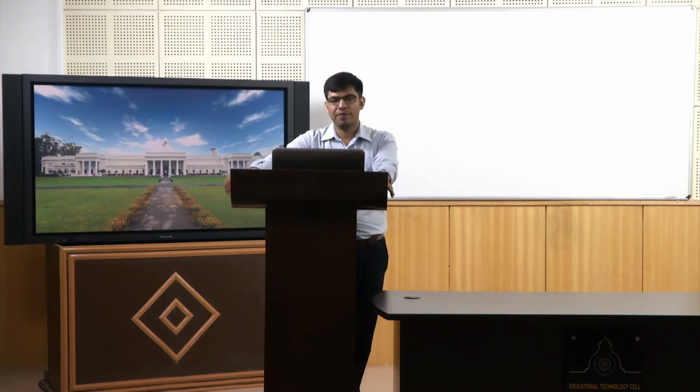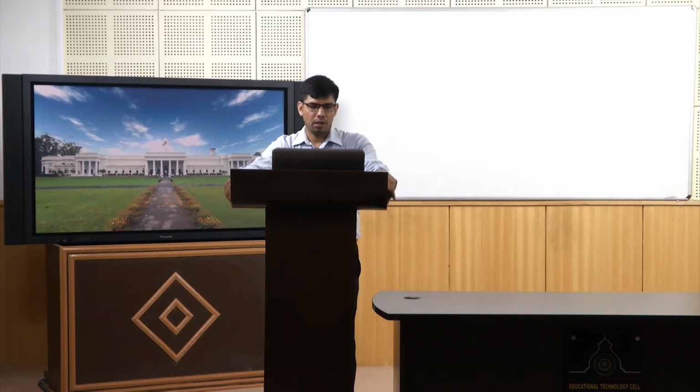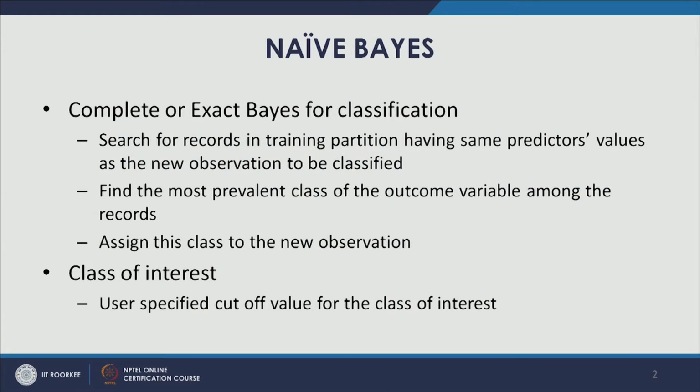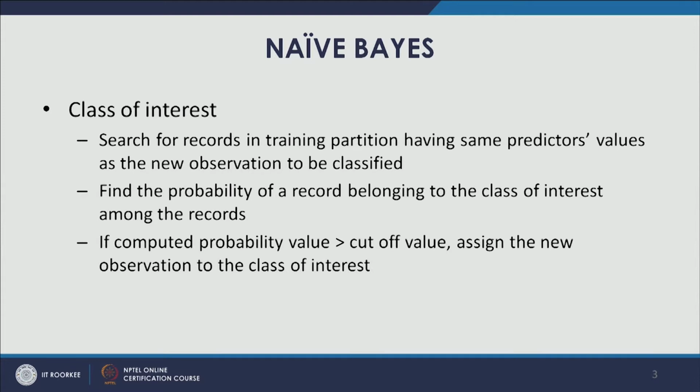And if the class of interest also happens to be a rare class, then establishing the cutoff value would require more expertise. So, we need to establish this value first. Then the next step is to search for records in the training partition having the same predictor values as the new observation to be classified.